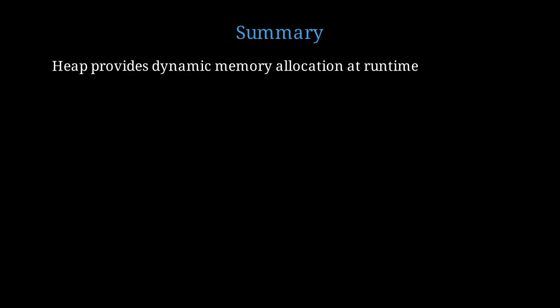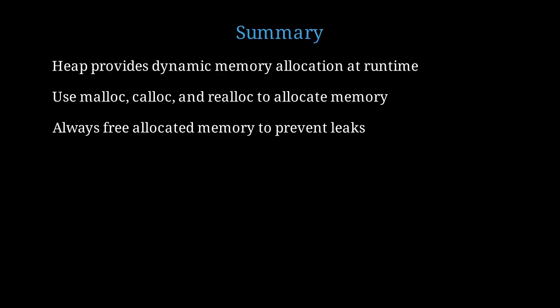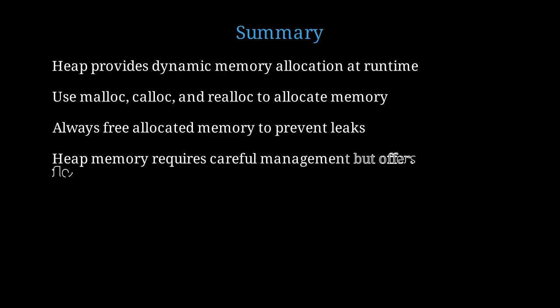Let's review the key points about heap memory in C. The heap gives you the flexibility to allocate memory dynamically during program execution. Use malloc for uninitialized memory, calloc for zeroed memory, and realloc to resize allocations. Always remember to free every allocation to prevent memory leaks that can crash your program. While heap memory requires careful manual management, it provides the flexibility needed for complex programs.